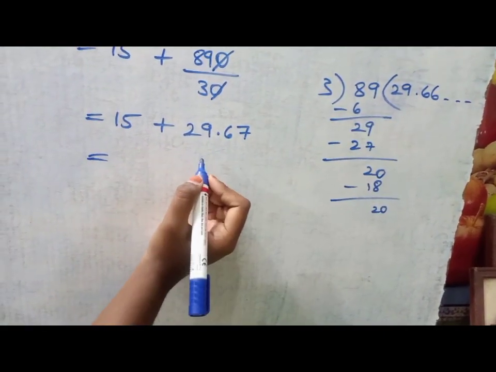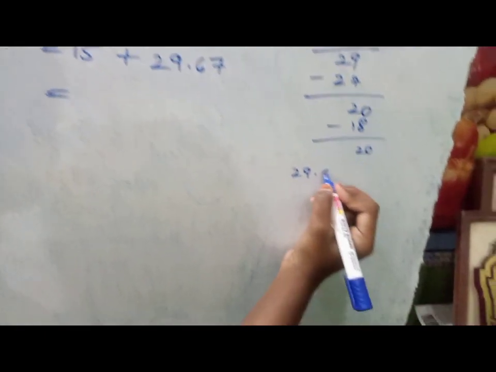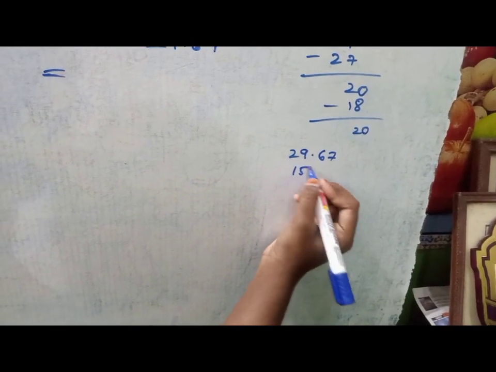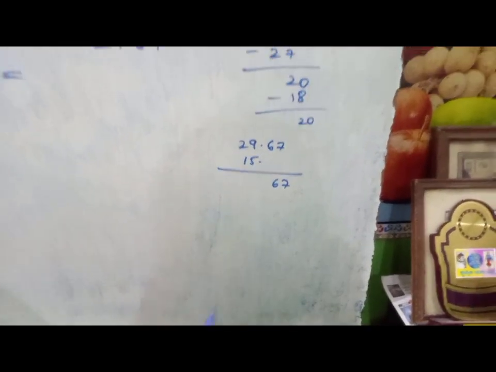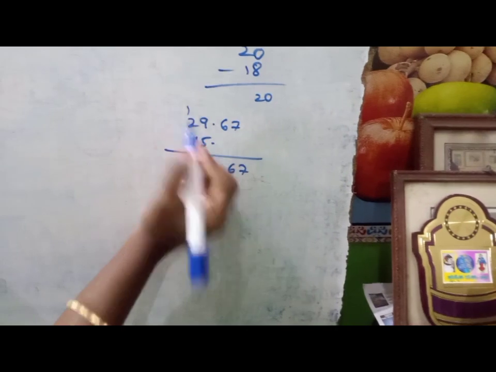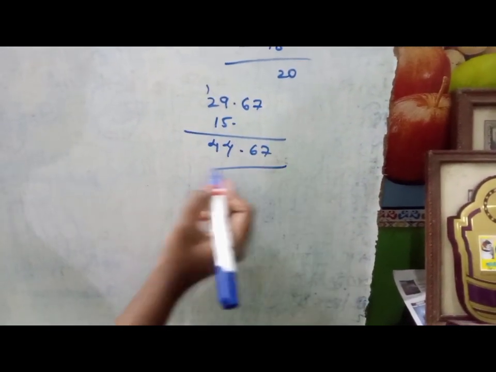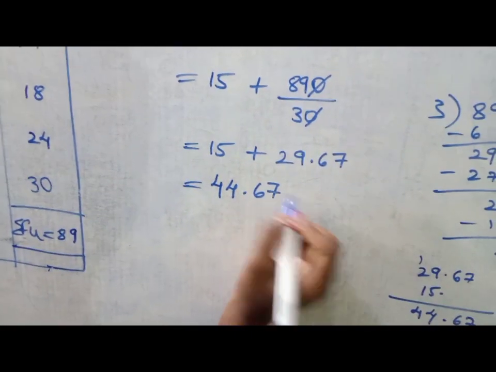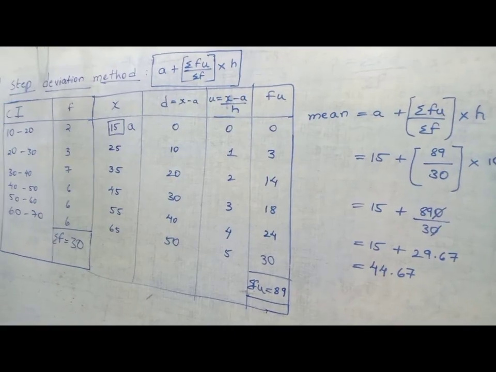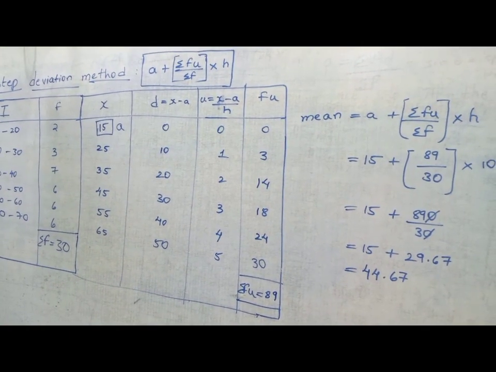Now 15 plus 29.67 is, 67 plus 15, 9 plus 5 is 14, 2 plus 1 plus 1 is 4, so it is 44.67. This problem will come in exam for 4 marks. So be thorough for this.